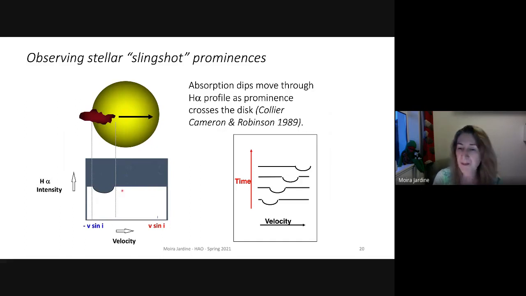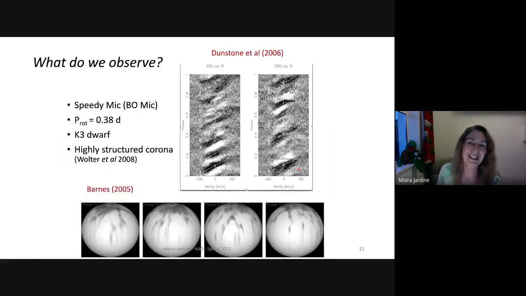So if we take all these spectra and stack them up in time, we see these absorption features moving from blue to red through the line. And it's by tracking these that we can infer the locations of the prominences. So this is what we actually see. This is a very famous star called Speedy Mick. Its real name, of course, is BO Mick, but everyone calls it Speedy because it rotates very rapidly.